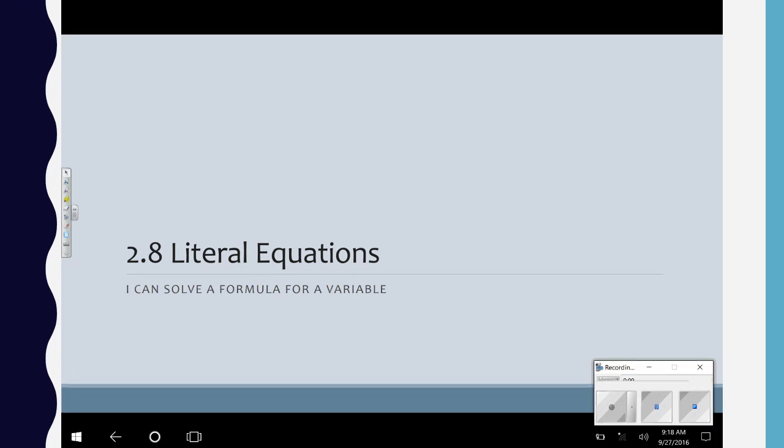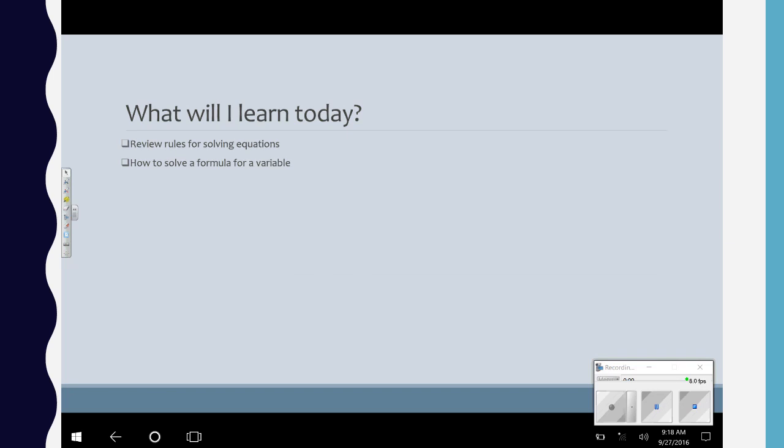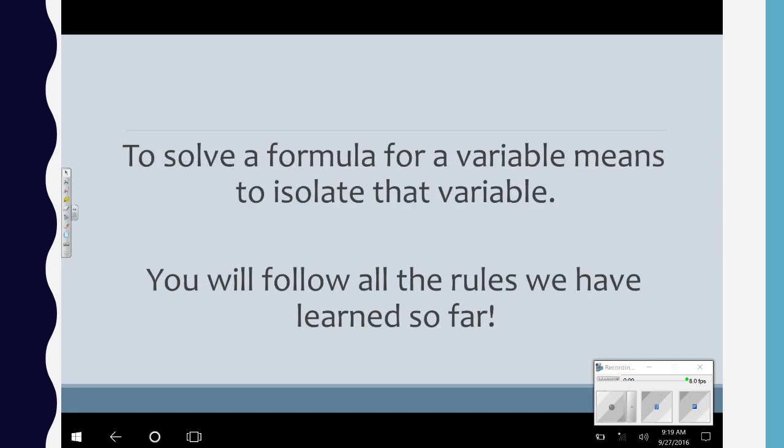We're going to talk about solving literal equations, or formulas, for a variable. So today we're going to review the rules for solving equations. Then we're going to solve a formula for a variable. What it means to solve a formula for a variable is that we're going to isolate the variable.